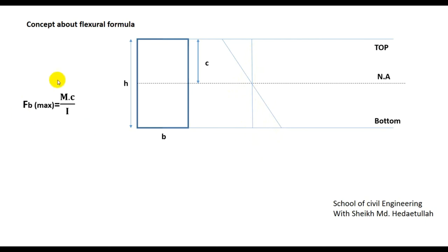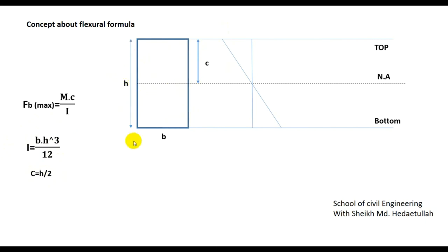By using that equation we can find our flexural stress, where M is the maximum moment, c is the fiber distance, and I is the moment of inertia. The equation for finding I is b times h cubed, divided by 12. You all know about that equation as a civil engineer. Then c is the value of half of the height.